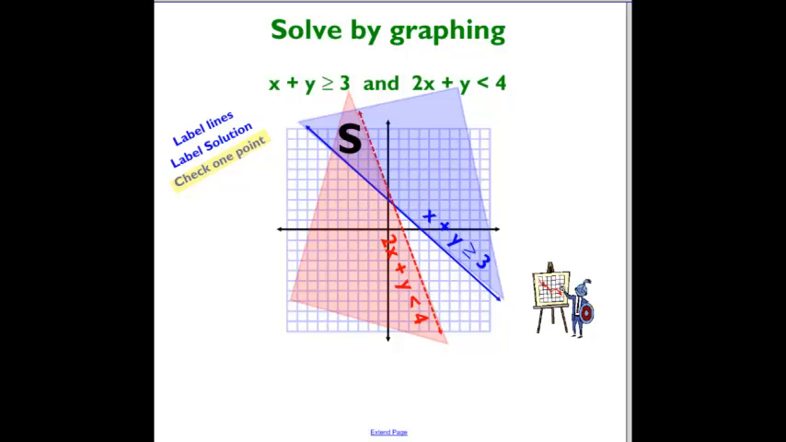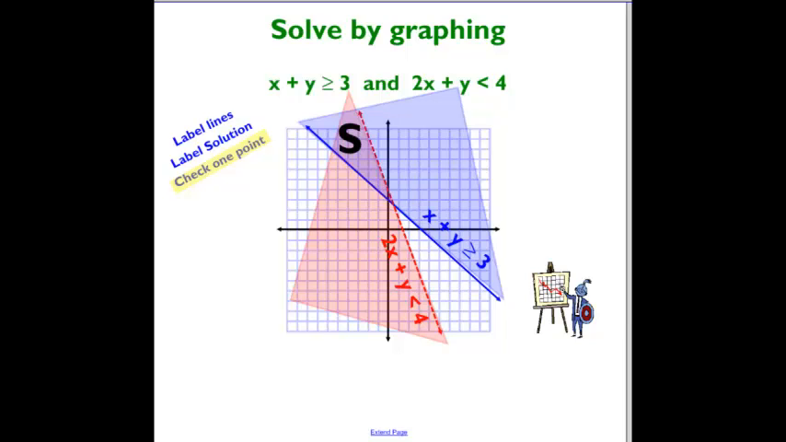Did you label your lines? Do you have the 2x plus y less than 4 as dotted? Did you shade in the appropriate areas? Did you label your solution set with an S? And did you check a test point?